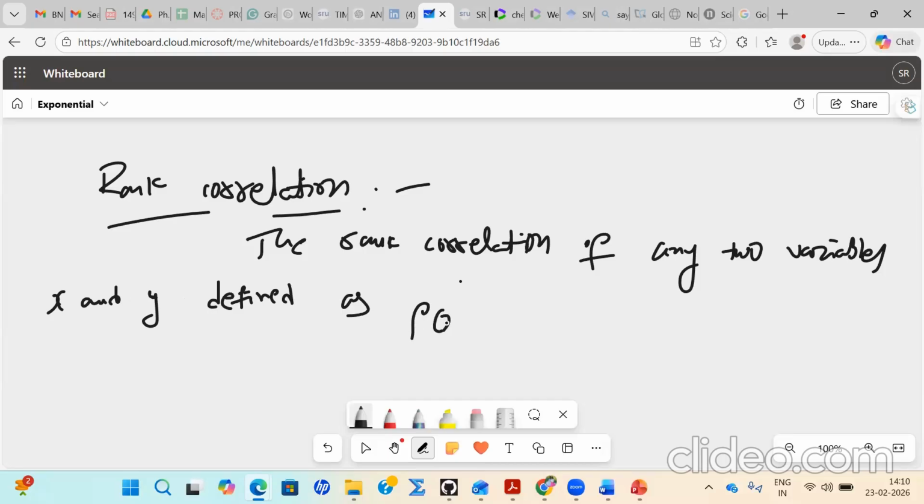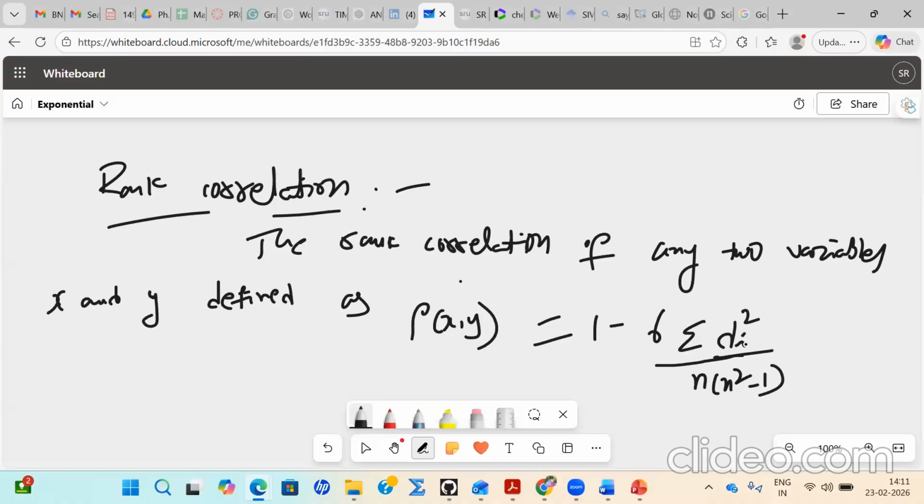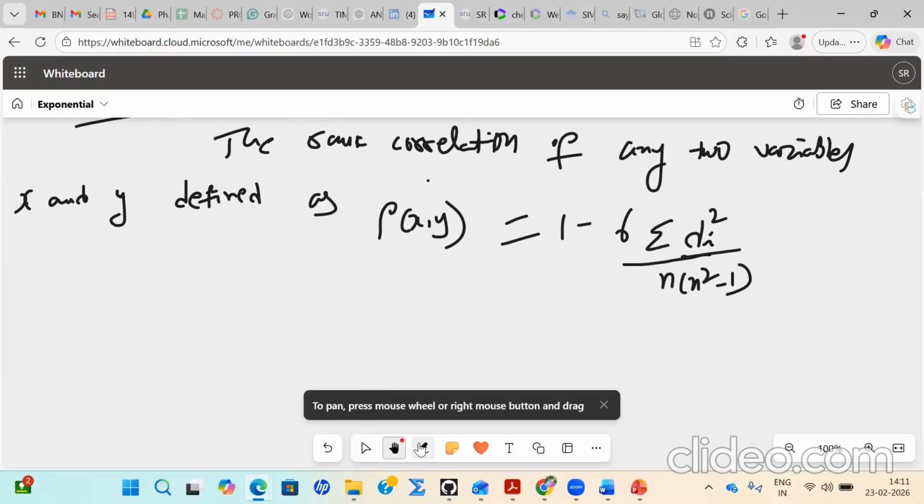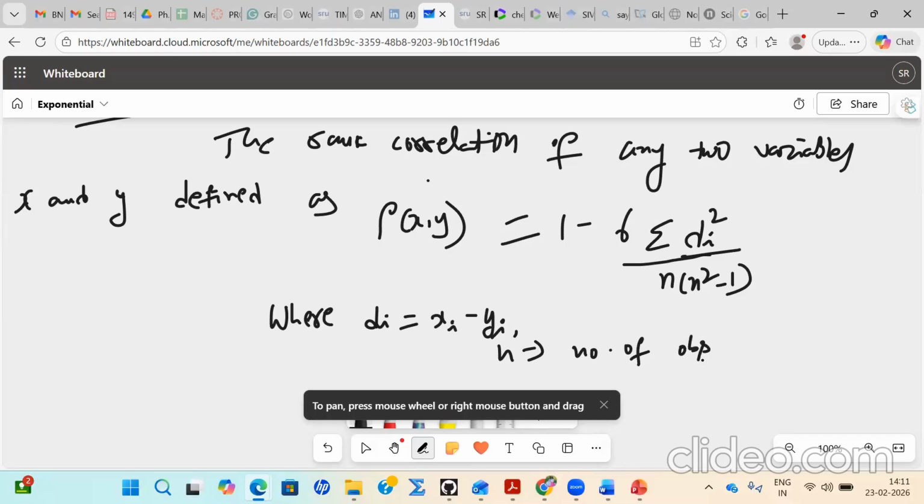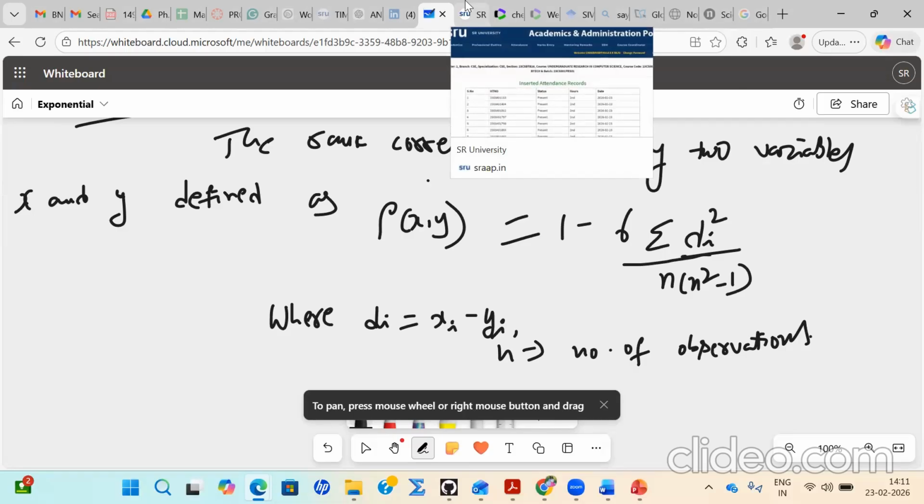as rho of x comma y is equal to 1 minus 6 into sigma di square by n into n square minus 1, where di is equal to xi minus yi, and n is the number of observations. Okay, clear? Any doubt in this?